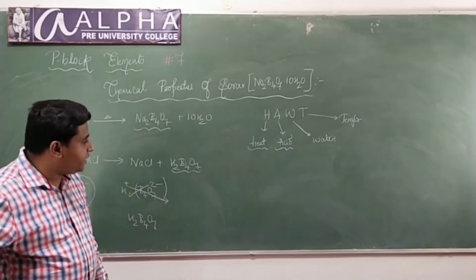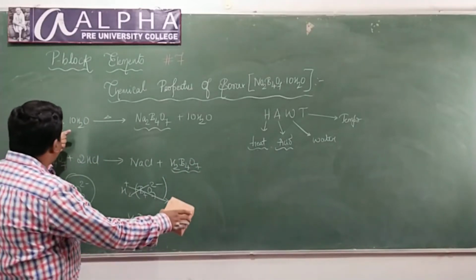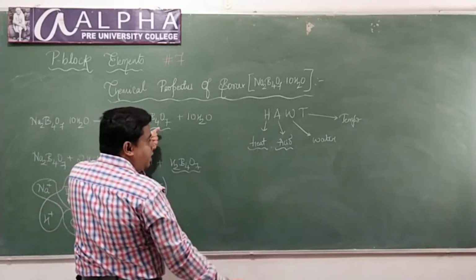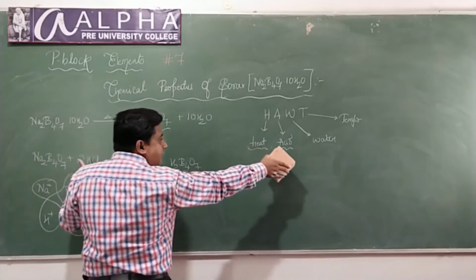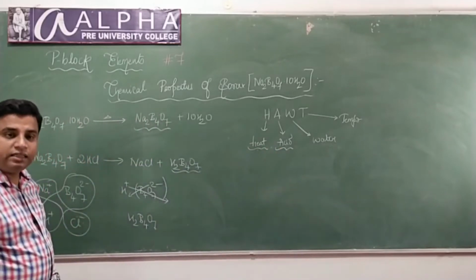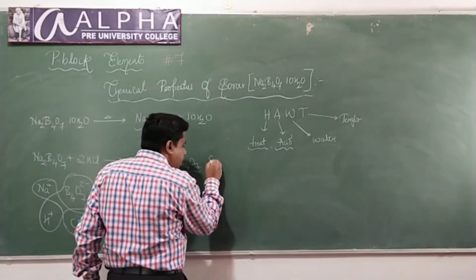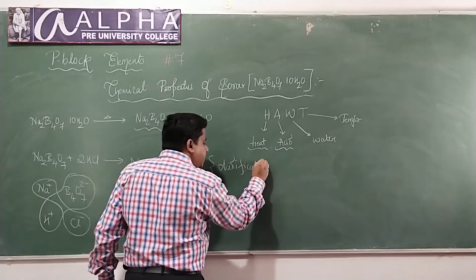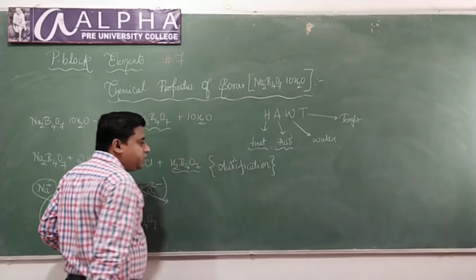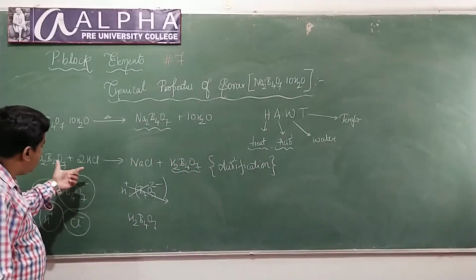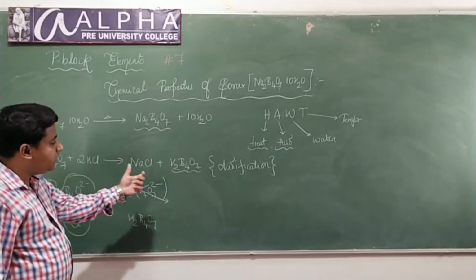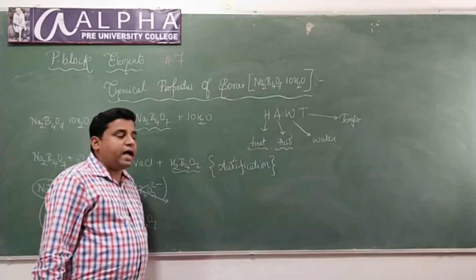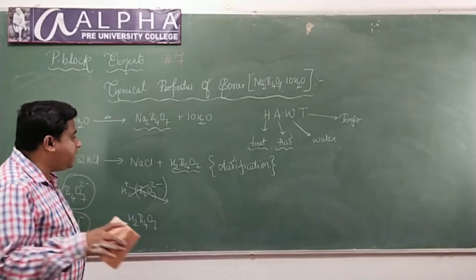So first, we took borax and we heated it, we got sodium metaborate. Then we took sodium metaborate and added acid. Addition of acid is called acidification. That means the second step is acidification. Got it? So to sodium metaborate I'm adding an acid, and when I add acid we'll get metaboric acid. What is this process called? Acidification.